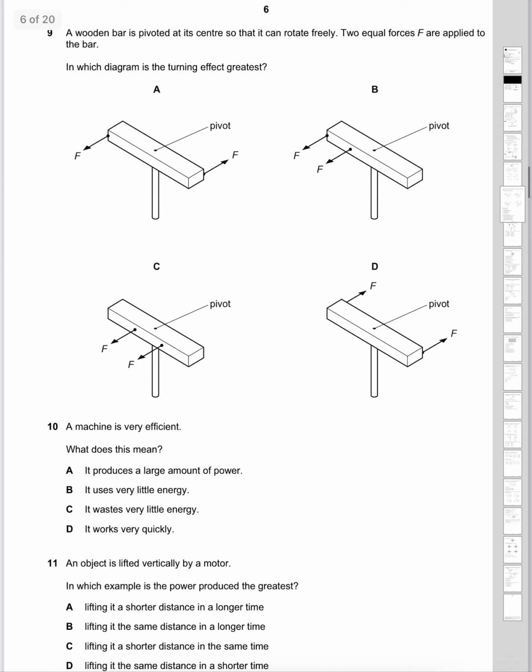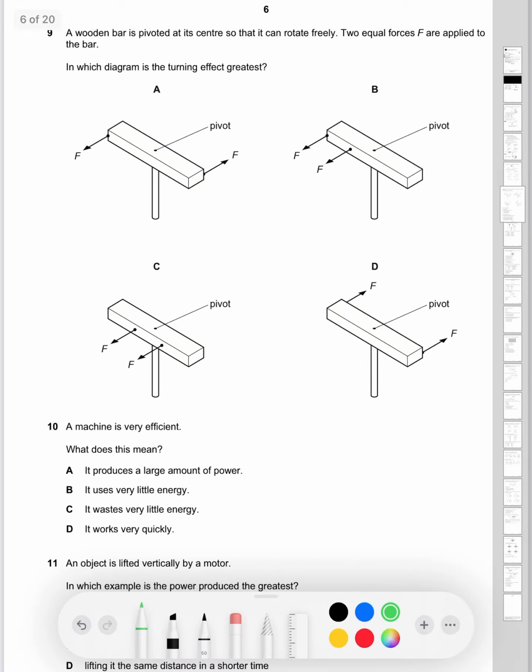Question number 9 says they're trying to rotate this wooden bar, and they're asking you to find out the greatest turning effect, which is obviously the moment. Now, we know that if you increase the distance of the force from the pivot, the moment is going to increase. And you also have to find out whether the wooden bar is even going to rotate at all.